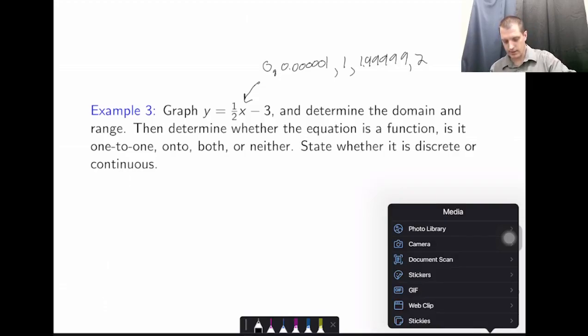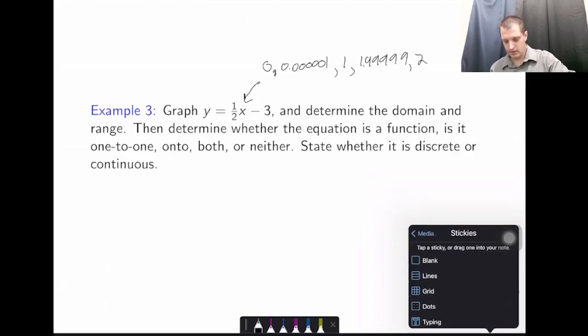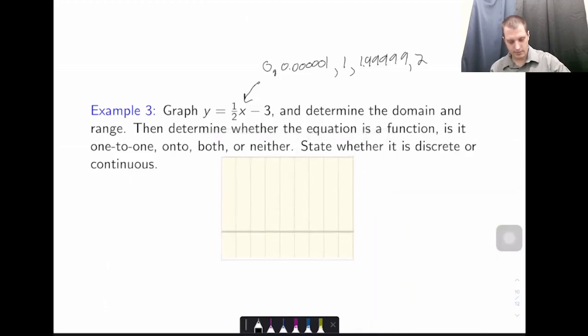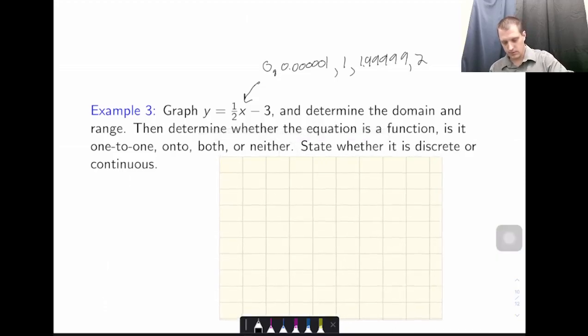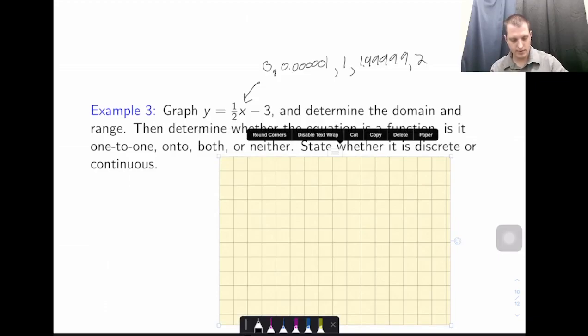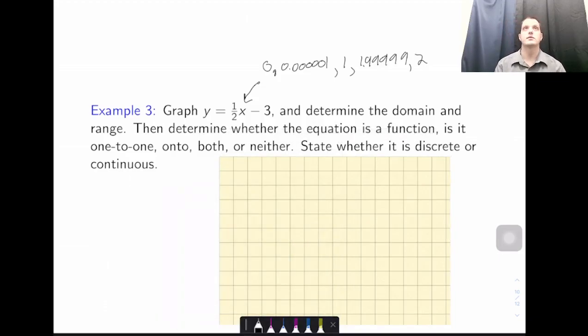So let's go ahead and get a sticky and make some grids here to practice doing some graphing. So I'm going to graph 2 or 3 points here. So let's go ahead and make an XY table.